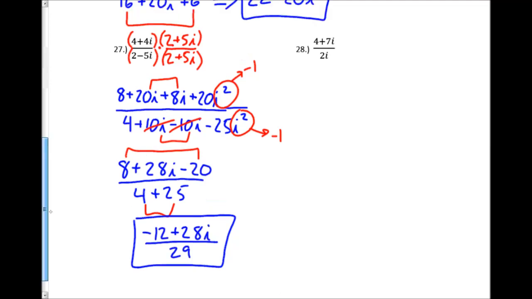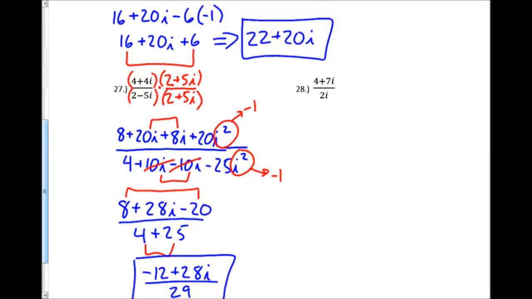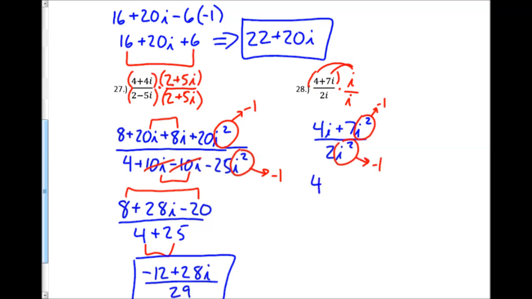Okay? Number 28, a couple of different ways you can approach this. The easiest thing to do is just to multiply numerator and denominator by i. So I'm going to multiply by i over i. In the numerator, I have to distribute that i, which gives me a 4i plus 7i squared all over 2i squared. And now I have to simplify things again. i squared is a negative 1. Same thing down here. i squared is a negative 1. So I have to simplify that. It becomes a 4i. That's going to become a minus 7 over, this is going to become a negative 2.